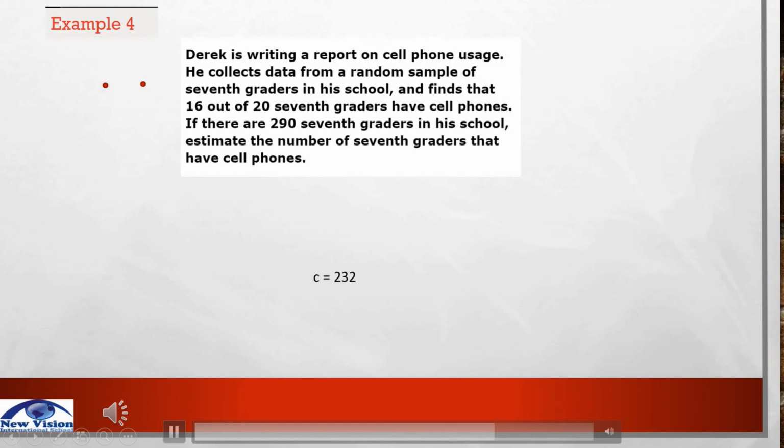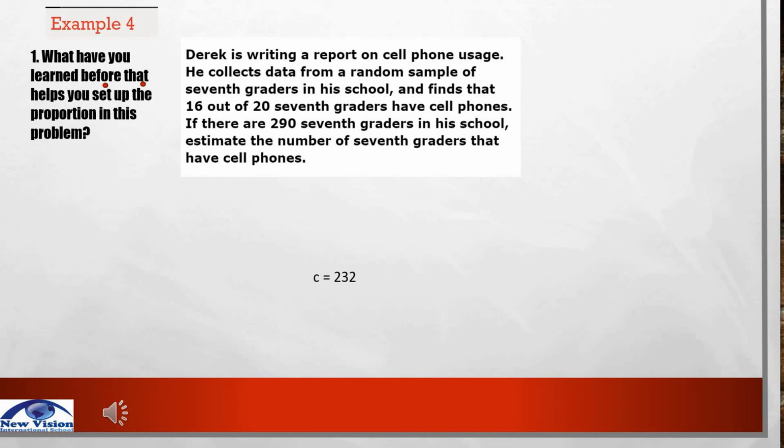So, looking at the problem, what is given? Yes, it is. There are 16 out of 20 7th graders who have cell phones. What else? There are 290 7th graders in his school. What have you learned before that helps you set up the proportion in this problem? It's equivalent ratios. So is there another way to solve this example? Yes. You could find out what percent of 7th graders in the sample have cell phones and multiply that by the total number of 7th graders to get the same answer.